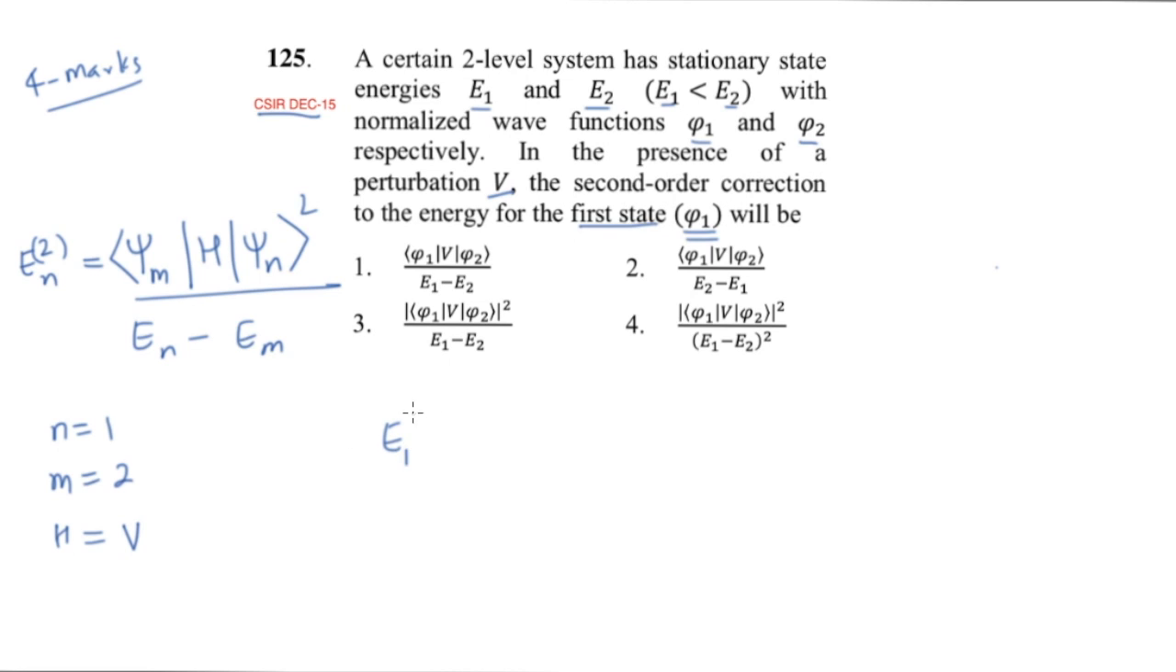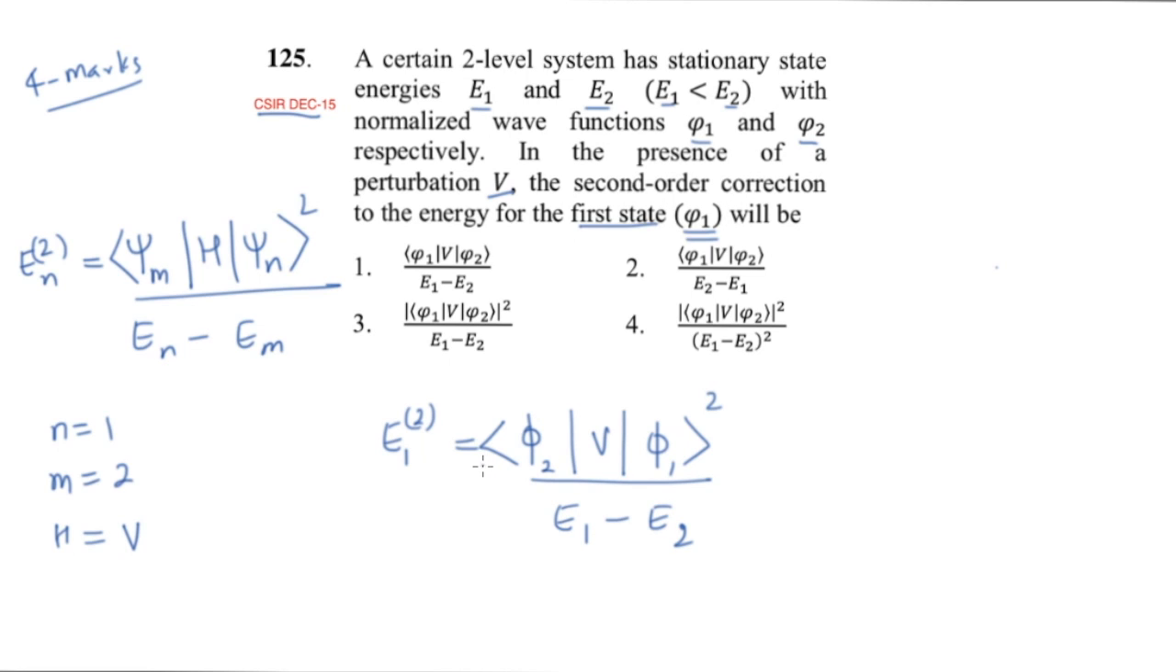So it will be like E1, the second order energy correction for the first energy level, is equal to, so instead of psi we have phi over here, so I'm just going to write it in the form of phi. It will be phi m, means phi 2, then we have V, then we have phi 1, and then the average value of that, square of that. And in the denominator you will be having E1 minus E2. Right? So this is what you are going to get.